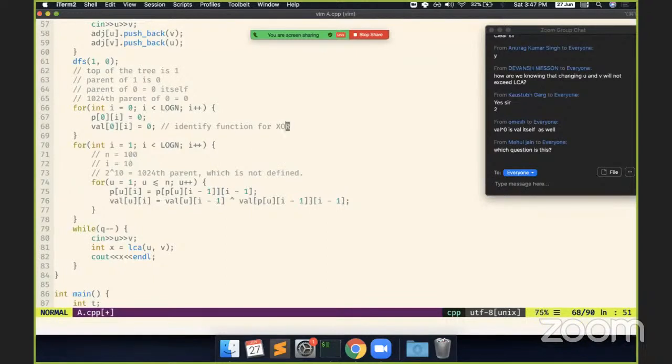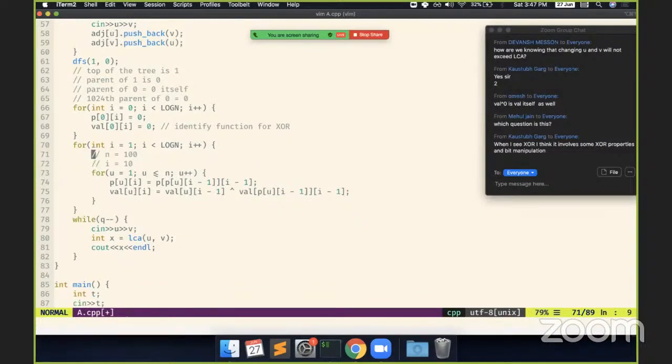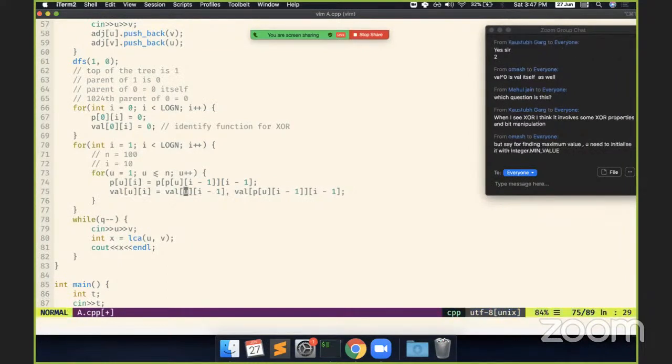So that's why this is identity. I won't explain this much in detail. When I see XOR, I think it involves some XOR property. Because there is an alternate solution which involves XOR properties. I'm doing the more complex solution to just show you the path aggregate idea. I mean, here I'm doing the XOR operation, but you could replace it with the max operation for all you know, if you wanted to do that.